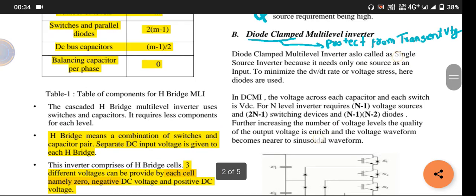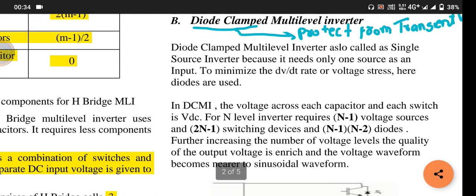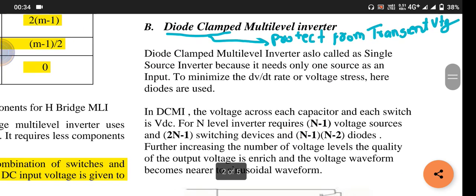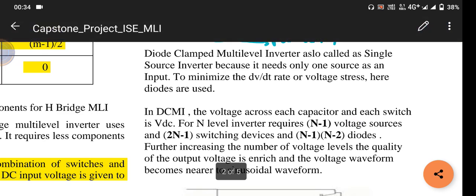So today we are going to talk about the diode clamped multi-level inverter, how it works, and why diodes are used. All doubts will be cleared during this lecture.